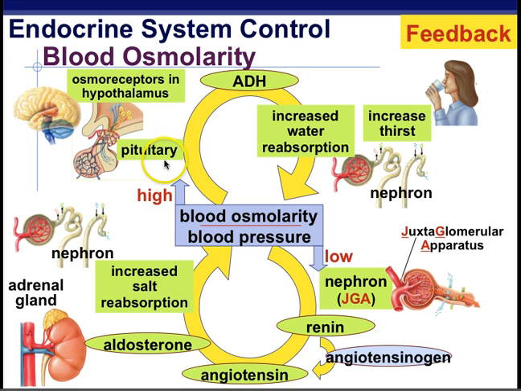So if our blood pressure is high, we're going to need ADH to increase water reabsorption so that we can decrease our blood pressure. If blood pressure is low, ultimately we're going to need angiotensin and aldosterone to increase salt reabsorption to increase the blood pressure. So try to get to the big picture hormones here that control this.